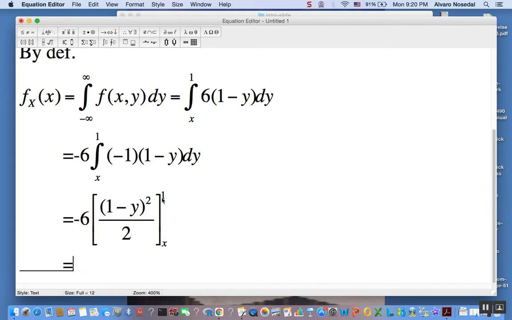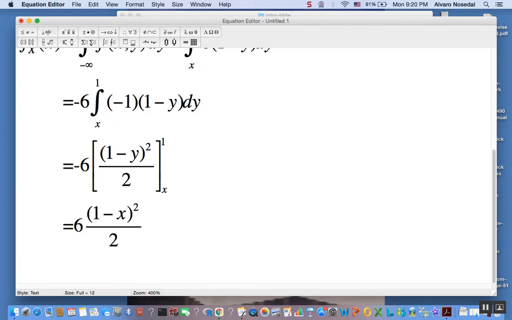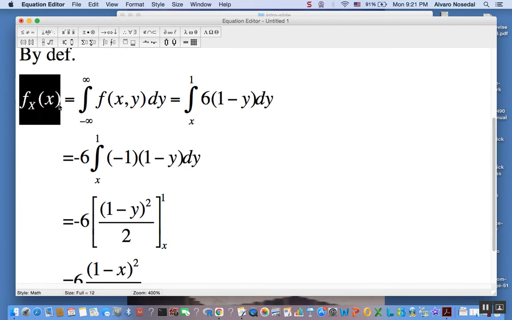Anyway, if we're careful, we end up with the same result. So when we evaluate at 1, 1 minus 1 is 0, so the only one that is going to count is when we evaluate at x. So what we end up with here is minus, because we have evaluation at 1 minus evaluation at x. So minus times minus, we're going to have a plus, and we have x here. So in the end, what we have here is 3 times 1 minus x squared. Okay? So that happens to be our marginal for x.